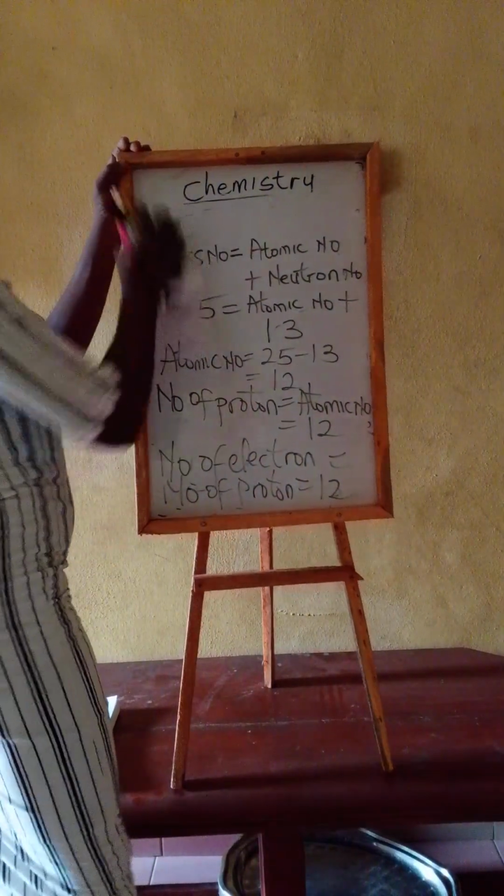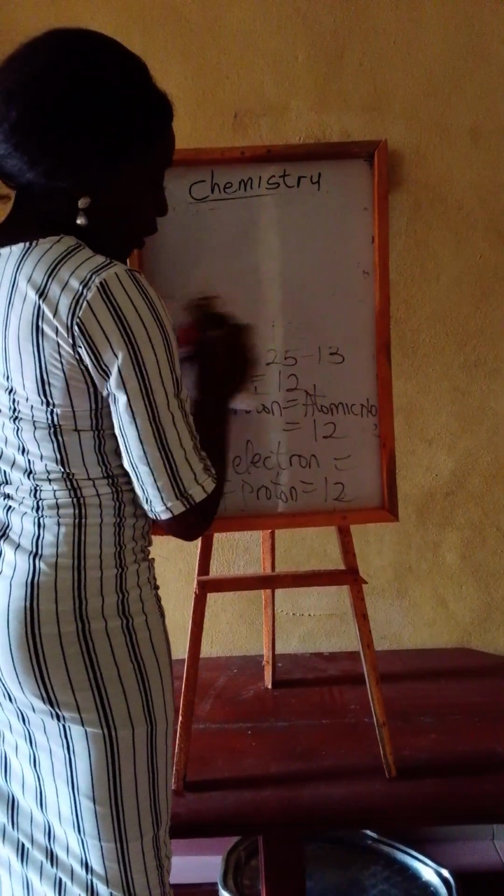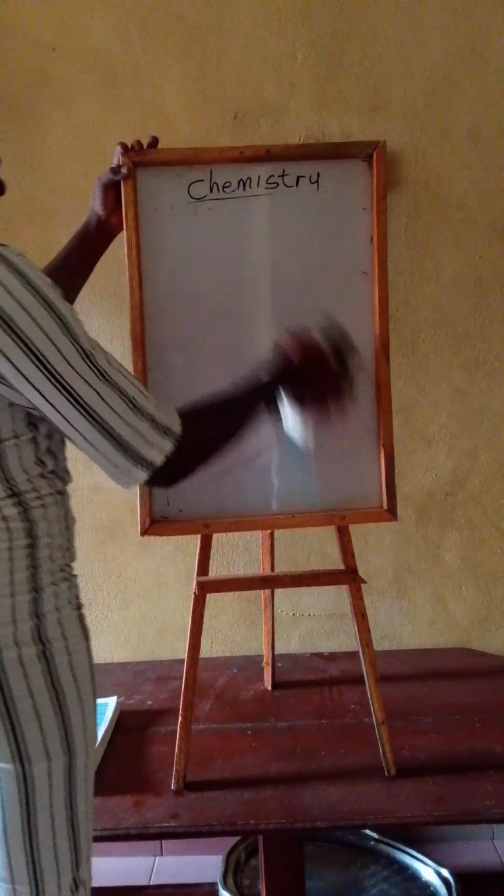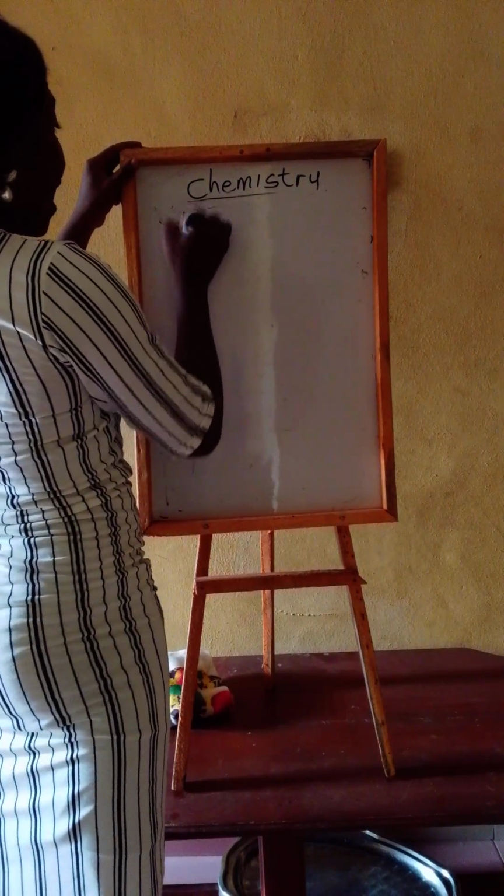Now we look at the next one. The next one is Y, Y2 plus. So, when we have Y2 plus, the mass number is 20. The atomic number is 9. We have to calculate the number of neutron.